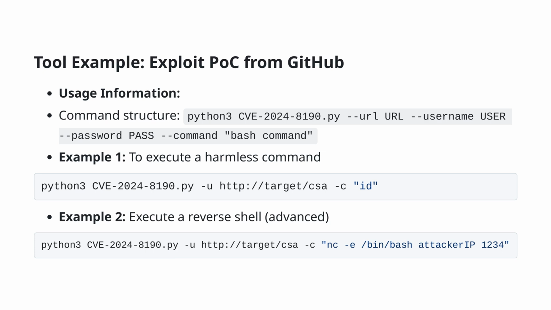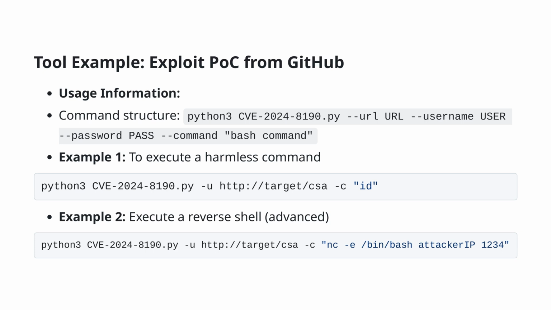On this slide, we have an example tool that demonstrates a proof-of-concept exploit for CVE 2024-8190, available on GitHub. This slide provides detailed usage information on how to utilize the proof of concept. The command structure you will need to follow is outlined here. You'll use Python to execute the exploit script, specifying the URL of the target application, along with valid username and password credentials, and the specific bash command you wish to execute.